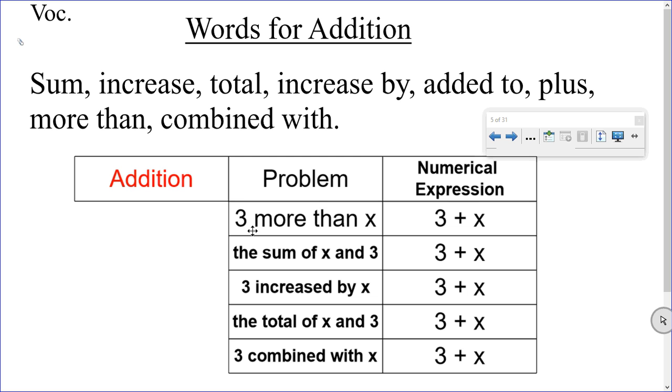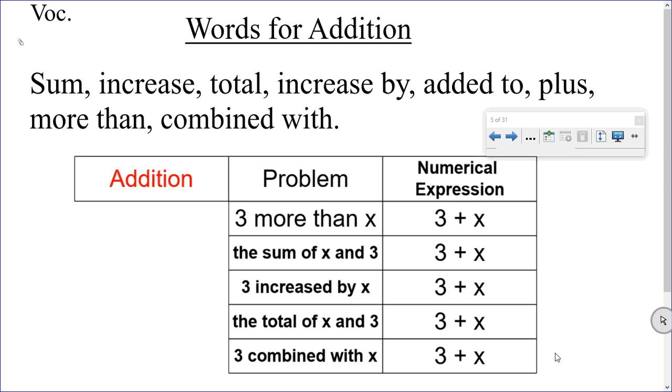You may see it written in words like this: 3 more than x. The numerical expression would be written 3 plus x. The sum of x and 3, we have 3 plus x again. 3 increased by x. The total of x and 3. 3 combined with x. All of that is written as x plus 3.